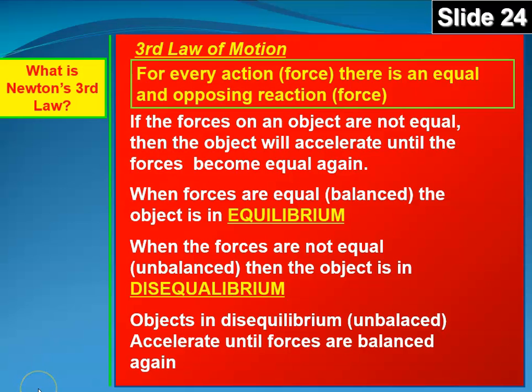So let's just say you weigh 100 pounds and you're standing on a floor. You're pushing down on the floor with 100 pounds of force, but the floor is also pushing back on you with a reactive force, an opposing force of 100 pounds of force. If those two forces weren't equal, we remember from our discussions of balanced and unbalanced forces, you would be accelerating or the floor would be accelerating.